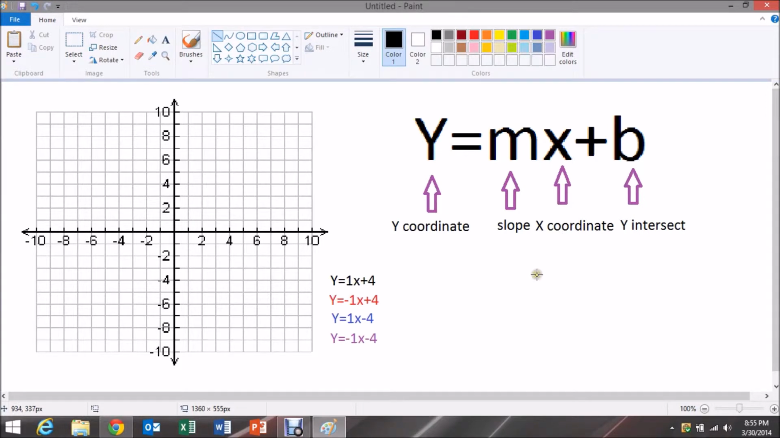And this line is to represent multiple points. So our x and y are usually not solved, and they're usually in the form of (x, y) in parentheses. The slope is going to be how steep the line inclines or declines.